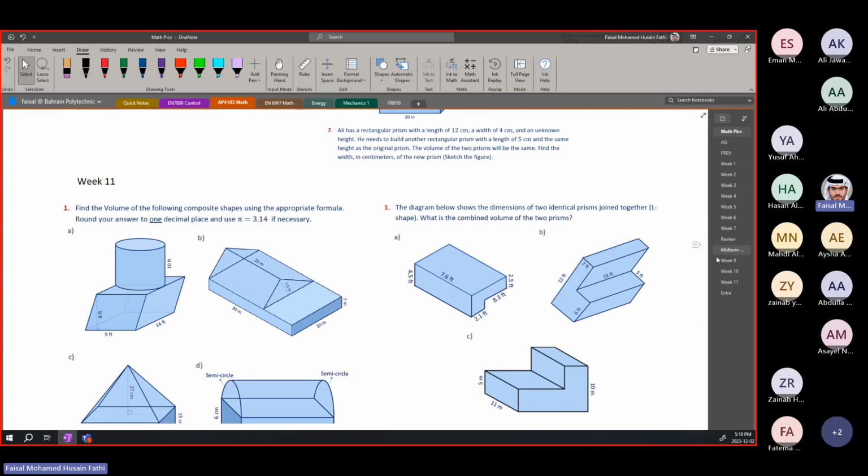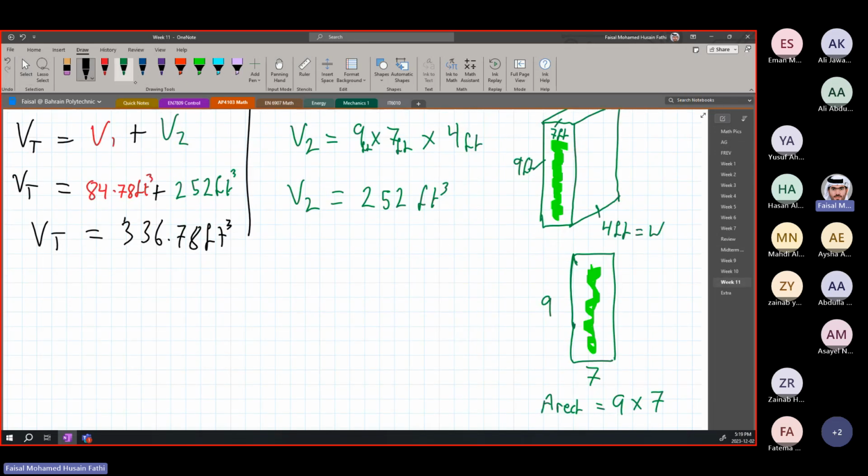1 decimal place. So what do we have to do? We have to look at this number, which is the one after the first decimal place. It's greater than or equal to 5. So we have to add 1 here. So V total will be equal to 336.8 feet cubed, and we are done.